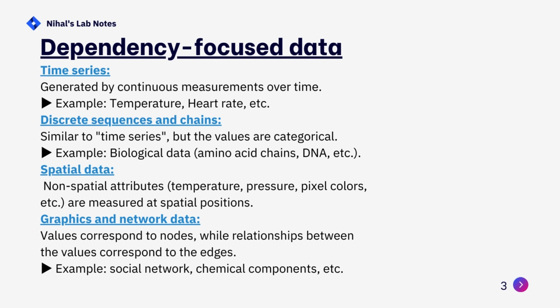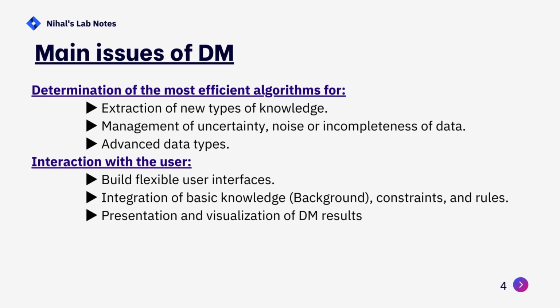Then for the last type, graph and network data, values correspond to nodes, while relationships between the values correspond to the edges. For example, a social network or chemical compounds. Now let's see the main issues of data mining.